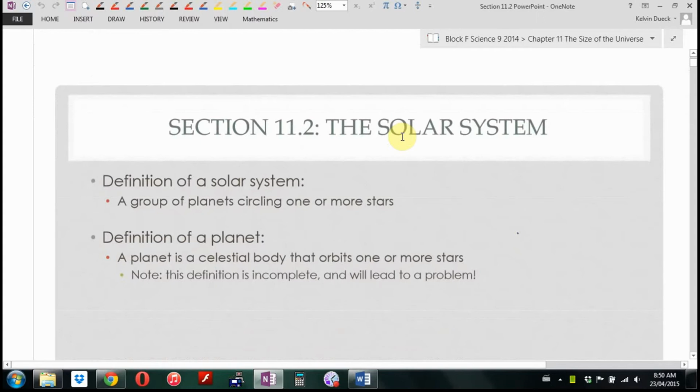Definition of a solar system. A solar system is defined as a group of planets circling one or more stars. There are solar systems that have more than one sun. Not just on Star Wars and Tatooine and Luke's planet. There are actually ones out there.